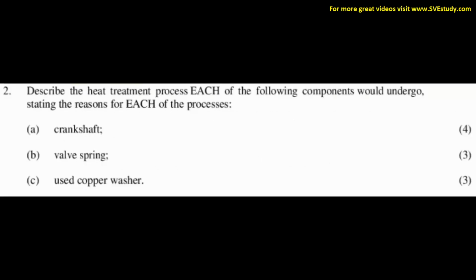Describe the heat treatment process each of the following components would undergo, stating the reasons for each of the processes. A. Crankshaft. B. Valve spring. C. Used copper washer.